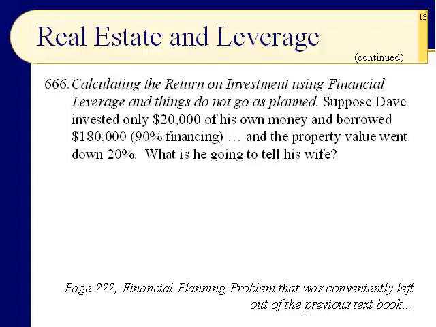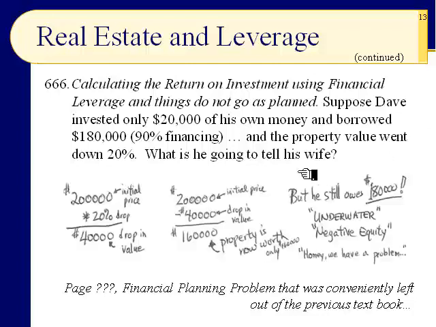But anyway, calculating the return on investment using financial leverage, and things don't go as planned. Suppose Dave invested only $20,000 of his own money and borrowed $180,000. And the property value went down 20%, which, as we saw in Chapter 7, some went down 40, 50, 60%. Now the question is, what's he going to tell his wife? Because what just happened? Let's look at the drop first.